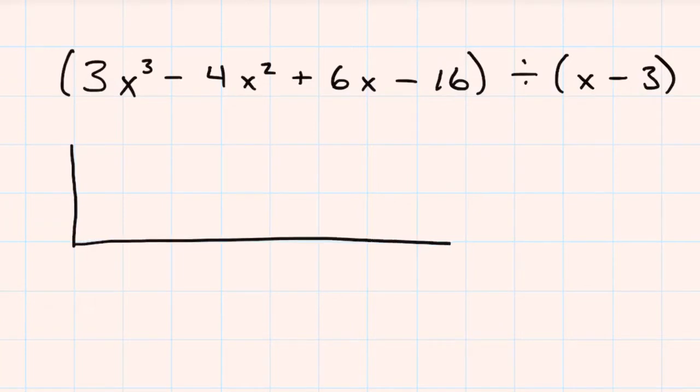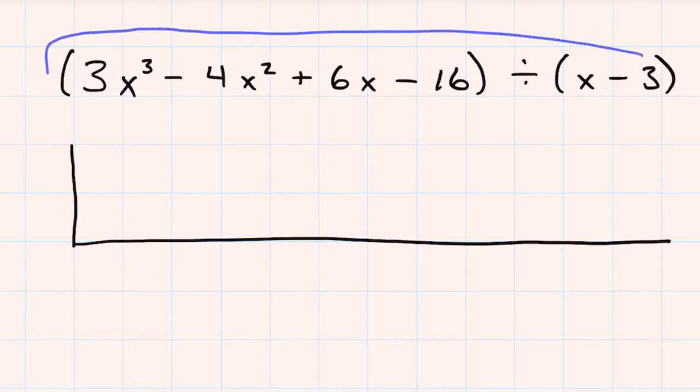Okay, first step, I always set up a little hockey stick kind of thing. So it goes straight down, straight across. I always want it to be 2 rows deep, and the columns don't really matter, it's just got to be long enough. Outside, if I'm dividing by x minus 3, then I would put a positive 3 outside to the left. If I'm dividing by x plus 3, I'd put a negative 3 outside to the left. So the number to the left is always the opposite.